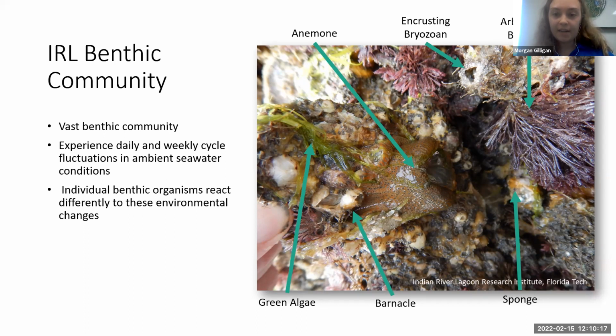The figure to the right here is just a few common organisms you may have seen or will find in the IRL. We have an anemone in the middle there, followed by an encrusting bryozoan, which will appear as an orange or white crusty-feeling organism, followed by an arborescent bryozoan. Then we move around and you'll see sponge, the orange dots, and then a plethora of barnacles. You'll find those in a lot of places. And then finally, green algae.